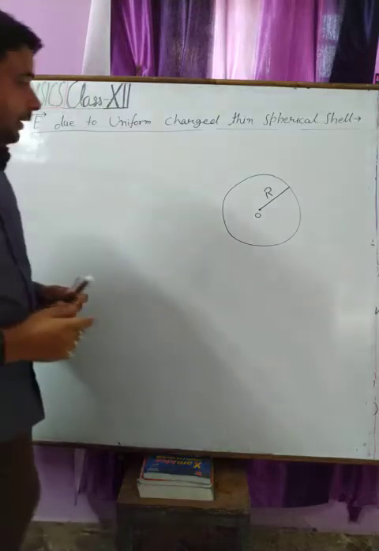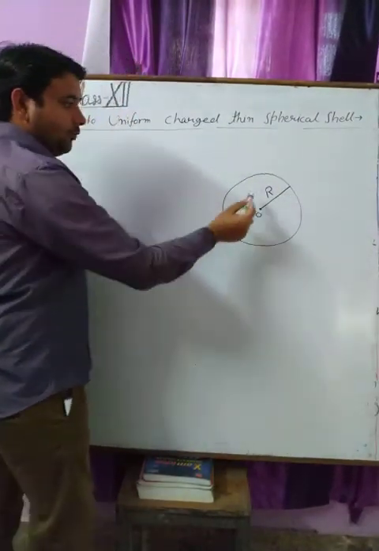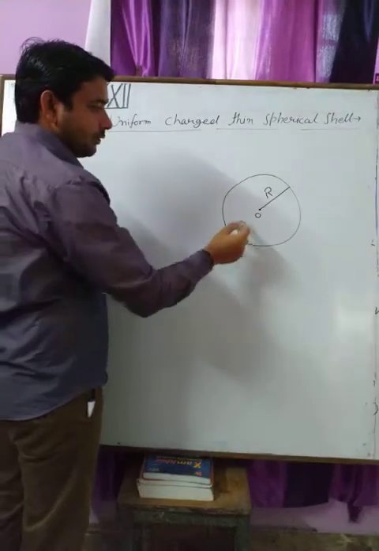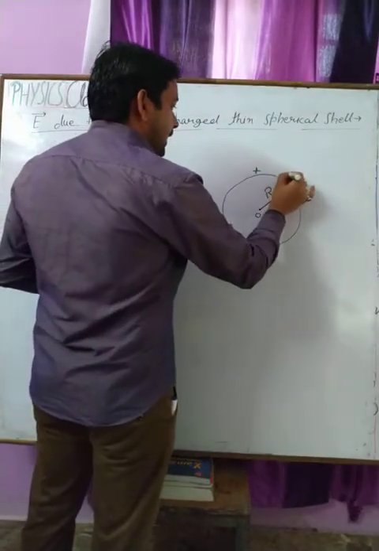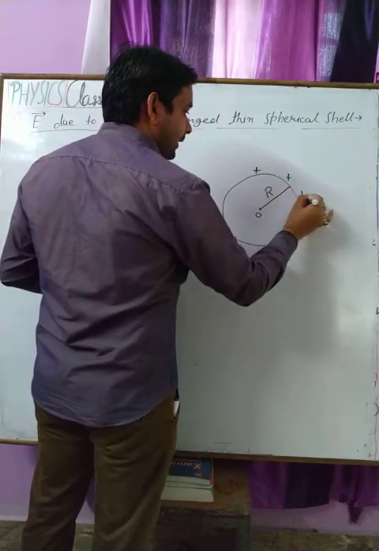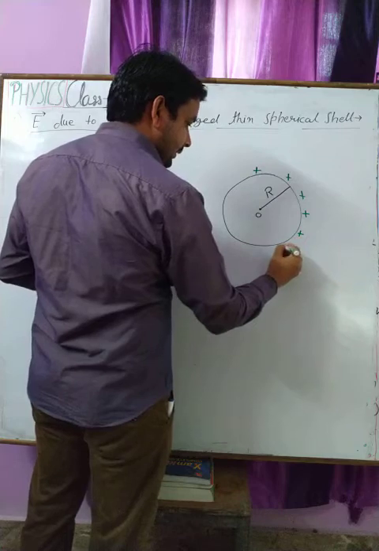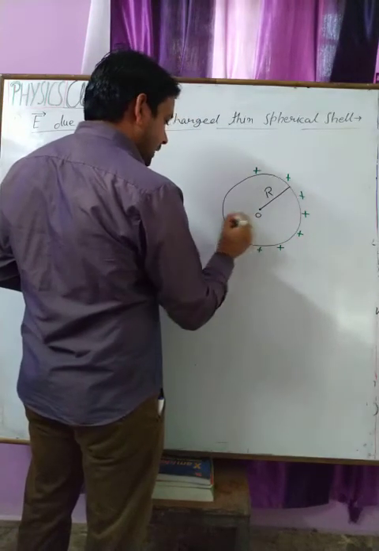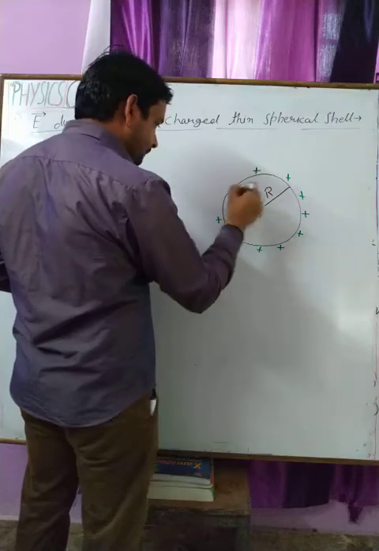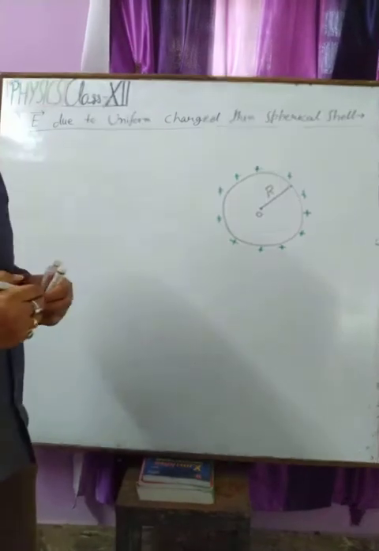Okay, students. It is a thin spherical shell of radius R with center O, and the charge is uniformly distributed over its surface. There is no charge inside the sphere. Is it clear, students?